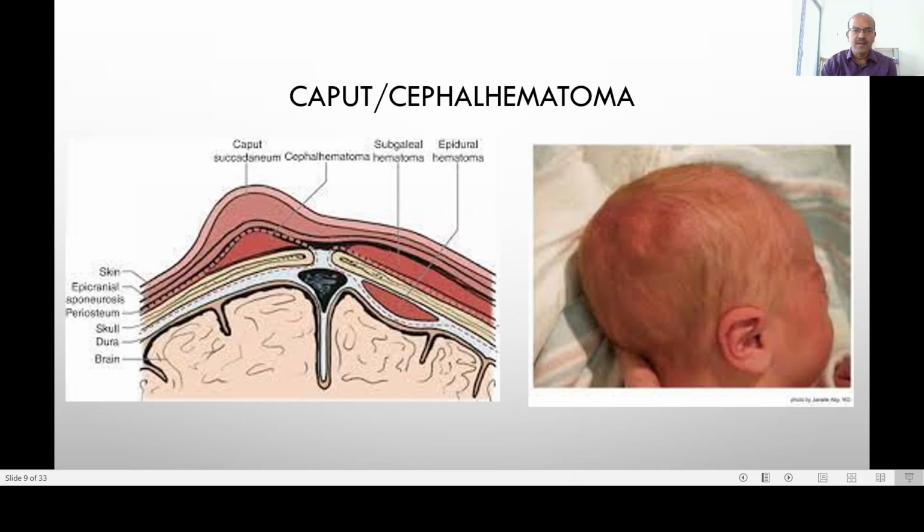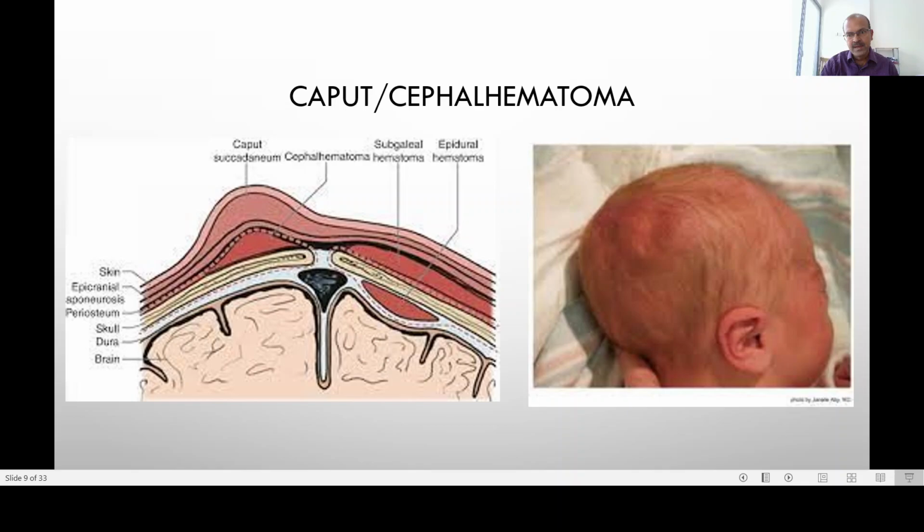The blood breakdown may lead to increased risk of jaundice, and what we need to mainly tell the parents is to avoid excessive pressure or forceful massage over that area, because sometimes it can expand. Even after 1 to 2 weeks, I've seen some babies where the cephalhematoma expands. And we also have to tell them that it takes time to resolve.